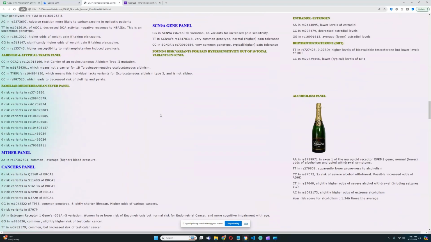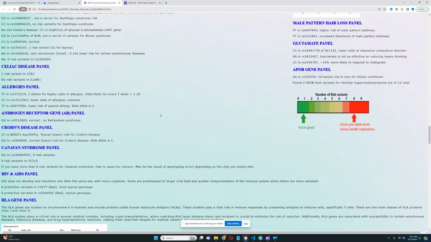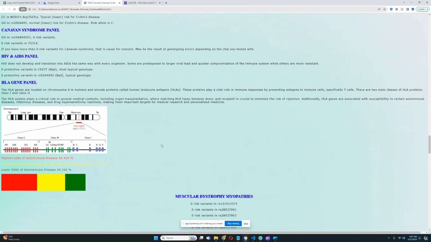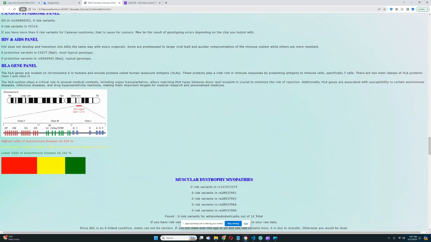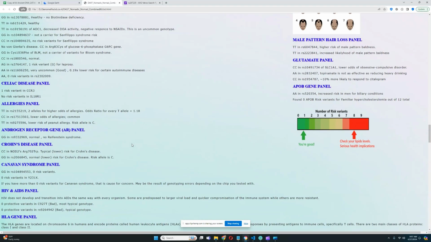Well, let me scroll down past all of this boring stuff to the HLA panel because I really want to see that. Yes, for the HLA panel, this is looking really bad for him. He's got highest odds for autoimmune disease. This is not looking good at all. He's definitely got highest odds for things like type 1 diabetes, not type 2, multiple sclerosis, things of that nature. Addison's disease, like, it's really not looking good at all. For HIV and AIDS, he doesn't have any protective variants. So yeah, the big problem in this individual's genome is the genotype in HLA. That's really unfortunate. Let's see what else.